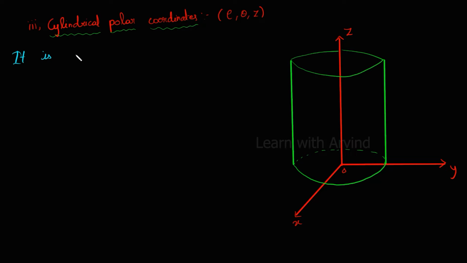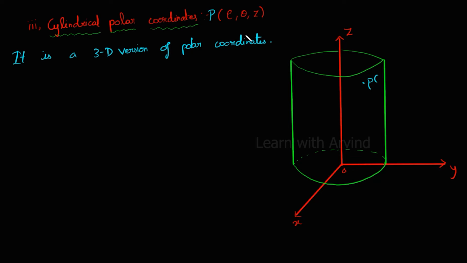It is a 3D version of polar coordinate system. You could see clearly, mark a point P. This is nothing but you are having x, y and z axis whose origin is placed on the center of the circle of the cylinder. You are considering yourself, your axis is placed inside a cylinder. This is what cylindrical polar coordinate system is.